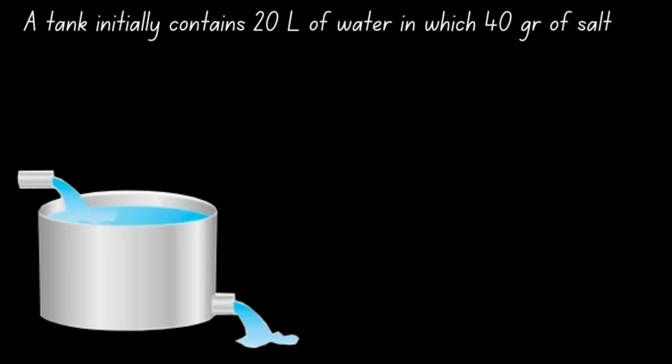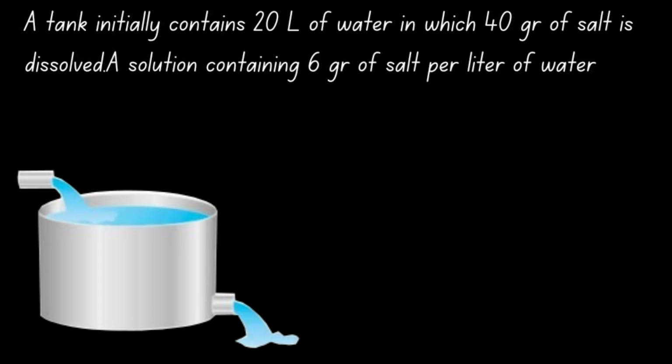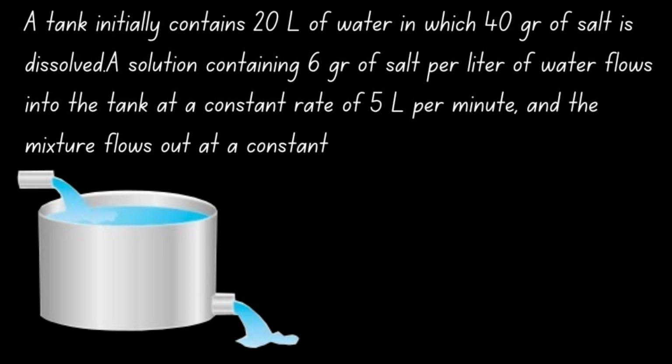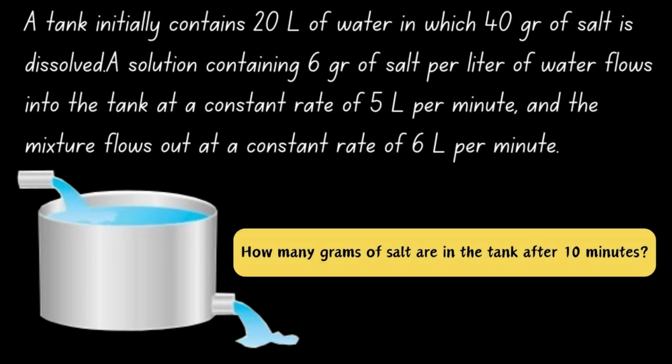A tank initially contains 20 liters of water, in which 40 grams of salt is dissolved. A solution containing 6 grams of salt per liter of water flows into the tank at a constant rate of 5 liters per minute, and the mixture flows out at a constant rate of 6 liters per minute. The question is, how many grams of salt are in the tank after 10 minutes?